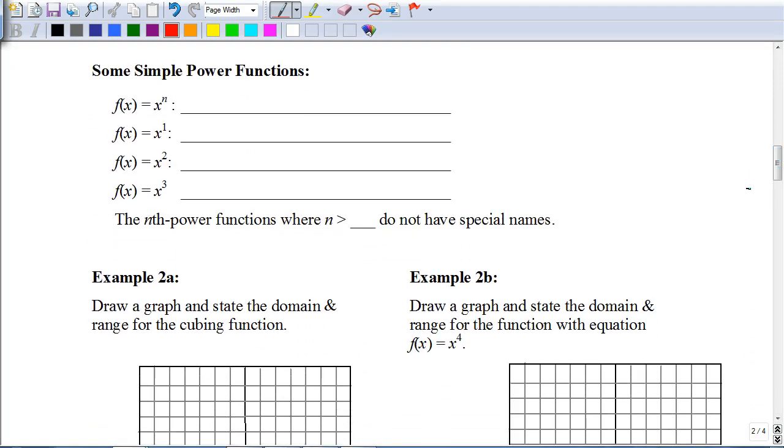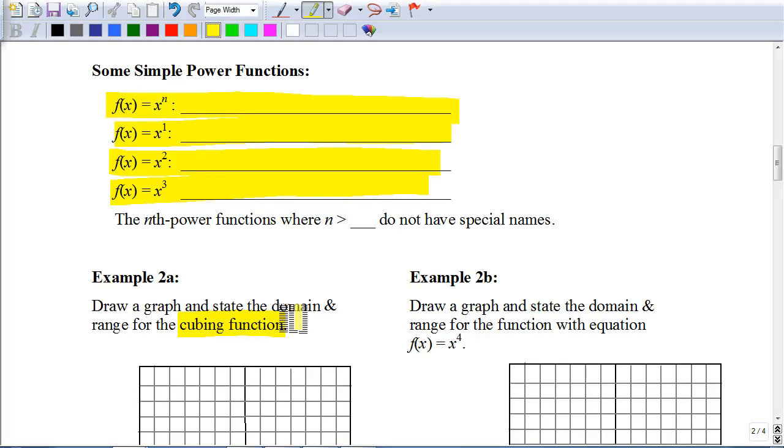Okay, so there's some terms we need to be familiar with, dealing with different exponents. So you want to make sure you get these different terms written down, because sometimes they're not going to give you an equation, they're just going to ask you to graph the cubing function. Well, if you don't know what the cubing function is, you're not going to even know where to start.